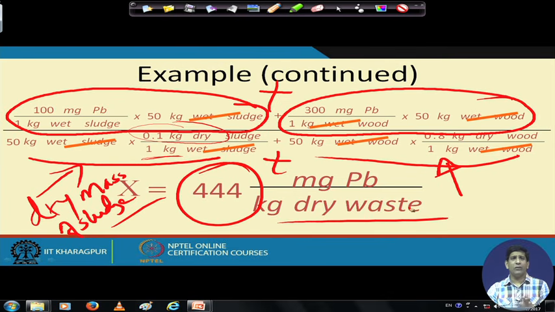So this is just for two waste streams. We could have 3, we could have 4, we could have 5, but we can just extend this problem like that. As you can see, it's not a very difficult problem. You just have to make sure you do it stepwise and follow the basic principles here, and that should be okay. So this is how to calculate that.